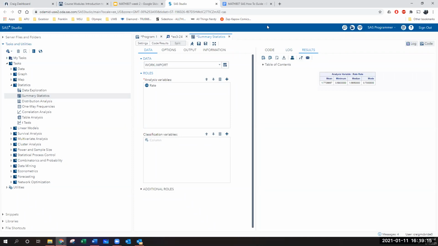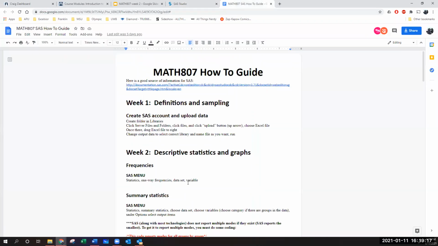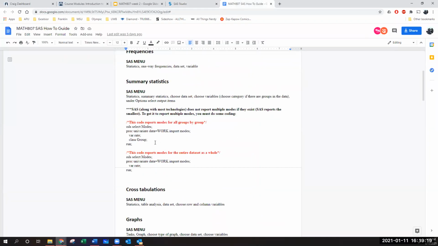So the only way to get it to do that is to use the code. Yeah, if you put this code in there, it'll show you all of the modes when there are multiple modes. Okay, and it just showed it below in a different box. That's okay. Yeah, that's totally fine.